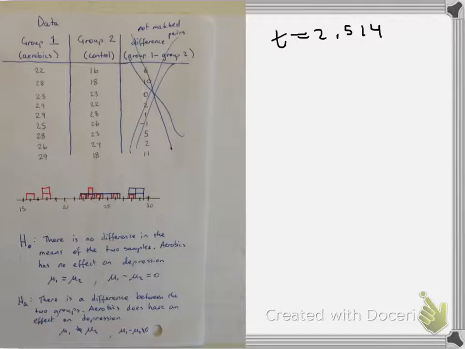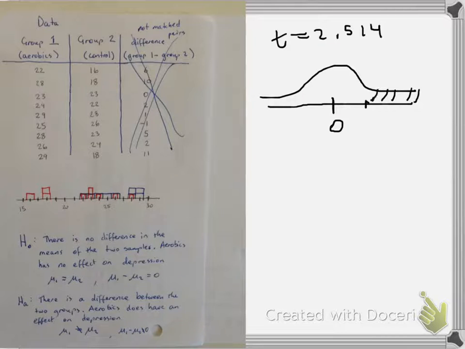Using this t-value, we can start to draw our distribution of our sample, where we expect the mean difference to be 0. Now, in this case, our t-value is 2.514, which puts us over here in this tail. And if you look this up in the back of your book to find a p-value, you will find that the p-value of this tail is going to be between 0.2 and 0.1.